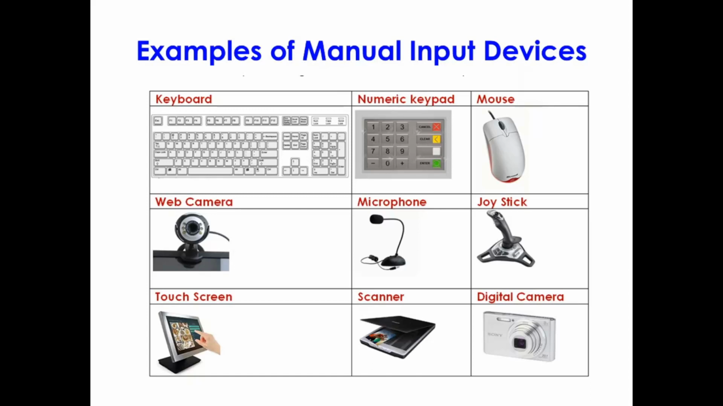These are the examples of the input devices. You can see there is a name and there is a picture. So you need to memorize the spellings of these names and you need to identify the picture. Like if I show you the picture and you are supposed to write the name, then you should be able to identify what this device is. Okay, this is a scanner for example, and this is an input device.